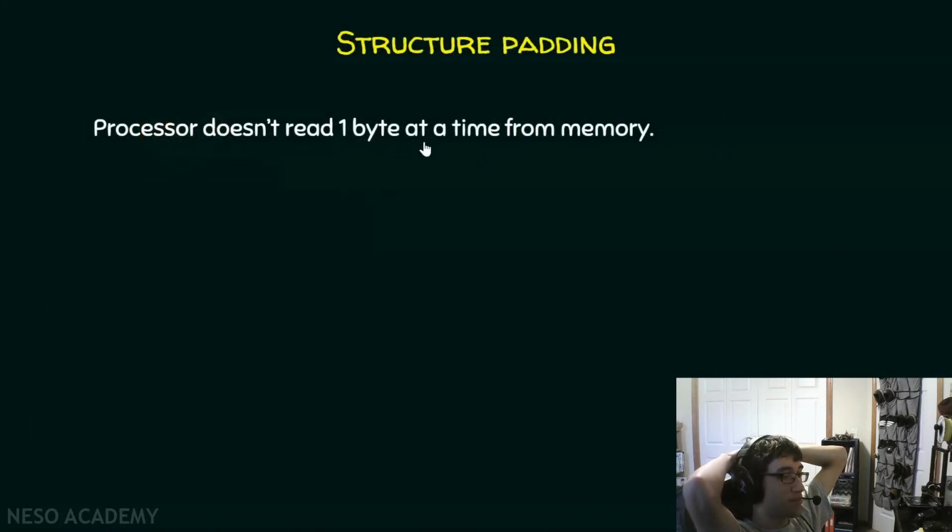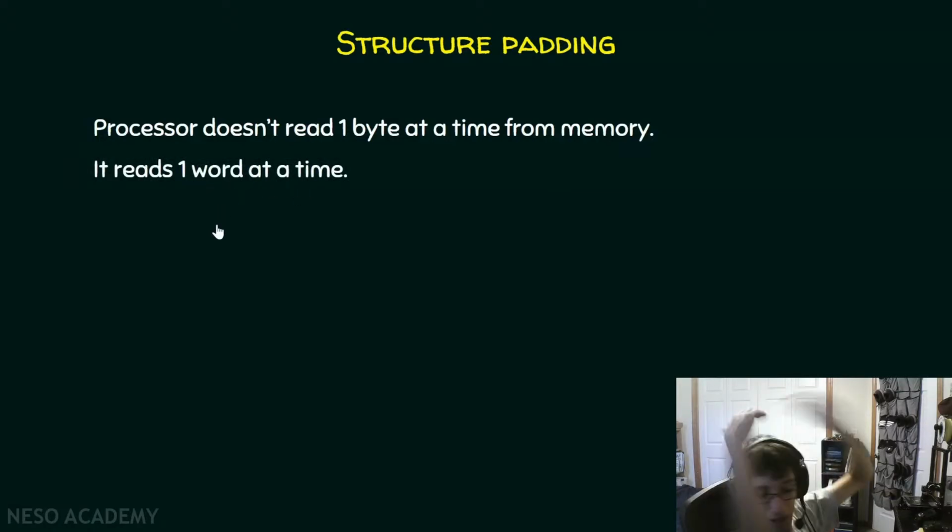Processor doesn't read 1 byte at a time from memory. This is very important for us to understand: the processor doesn't read 1 byte at a time, unless it's an 8-bit processor. It reads 1 word at a time. Now what does this mean? What is the meaning of this 1 word?